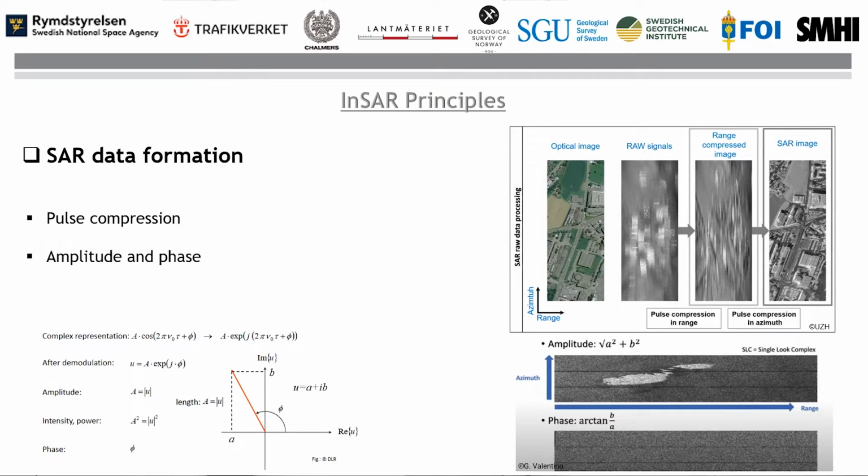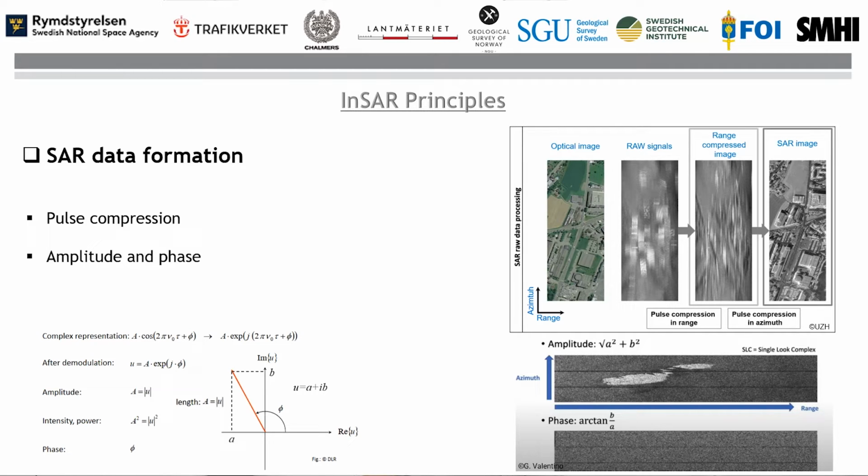Now it's time to see how the SAR data is formed. On the right picture, we have a high resolution optical image, and next to it the raw signals. We cannot distinguish anything in the raw signals, but after pulse compression in range and pulse compression in azimuth, the SAR image is formed. Now the SAR image and the optical image are comparable.